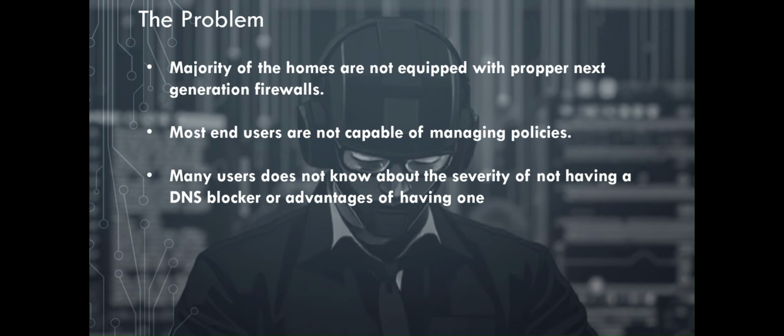So in this slide, as I say, the majority of homes are not equipped with proper next generation firewalls. Therefore, they are prone to malware-included websites, content, whatever. And most of the users are not capable of managing policies in these firewalls, even if they have any. And many users just don't know about the severity of not having a DNS blocker. So the disadvantages are the ones which I mentioned before.